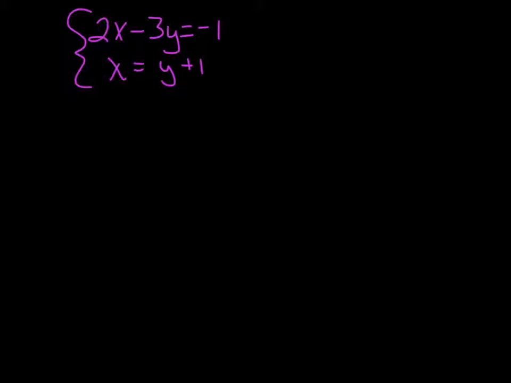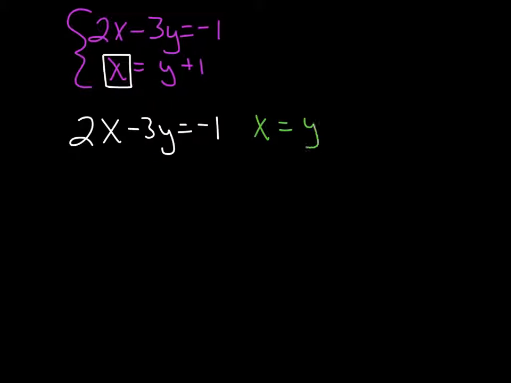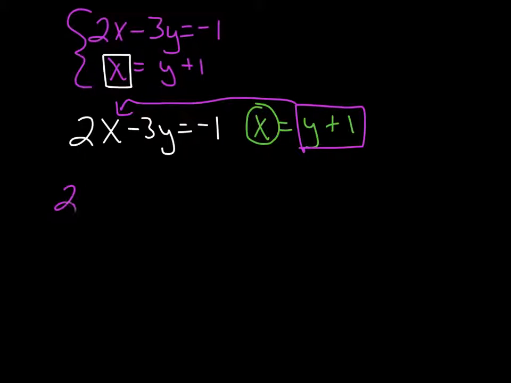Now, in this problem, notice x is already solved for itself. In the previous problem, we had y equals. So I have these two equations of 2x minus 3y equals negative 1, and I have x equals y plus 1. Because I have x isolated by itself, or I've solved for x, I can now take y plus 1, this part right here, and plug it in for x. So that I have 2 times y plus 1 minus 3y equals negative 1.